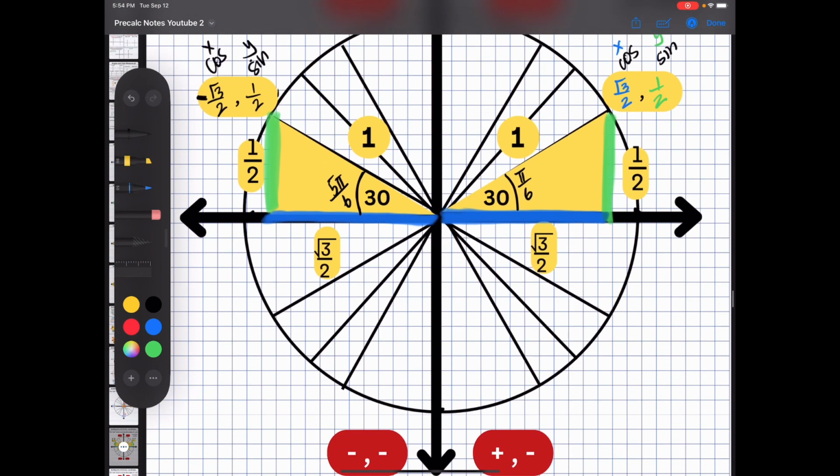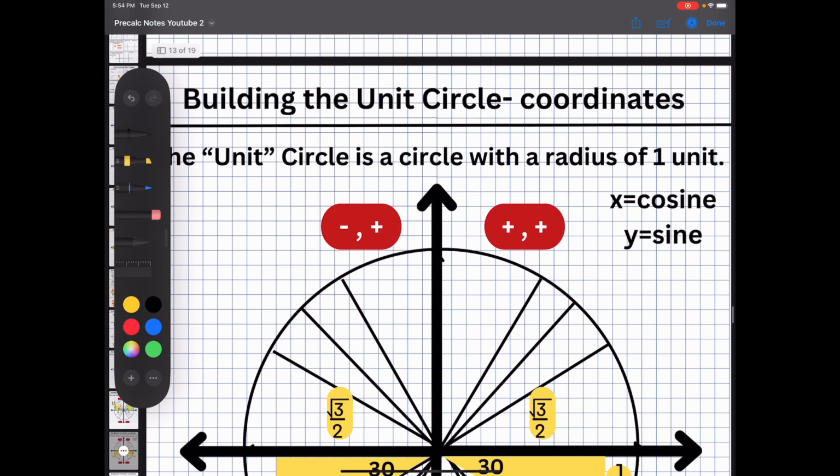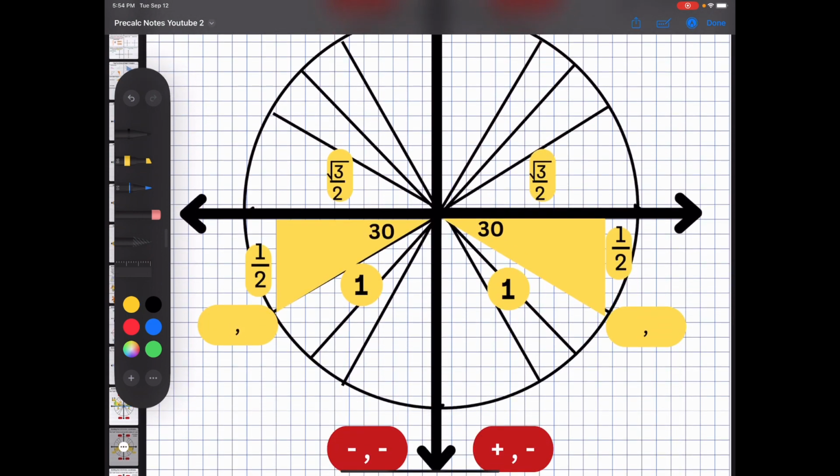Now, these reference triangles can also be flipped upside down to be able to give us the coordinates for the angles that are pictured below. So here I would have 7 pi over 6 and 11 pi over 6. Okay, and again, the same values are on my triangle, maybe just in a different orientation because they flipped downward. And so it's a little bit repetitive, but here we go.